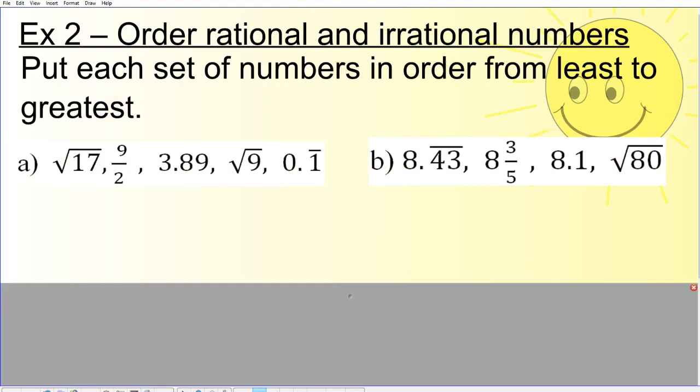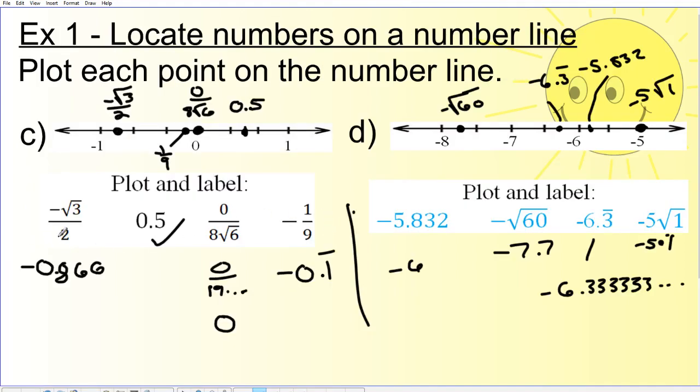Example 2. Put each set of numbers in order from least to greatest. So I'll be honest with you, we just did that in the last set. Check this out. I had 4 numbers in random order. After I put them on the number line, I can say, well, this is the smallest, and then this one, and then this one, and then that one. Now they're in order from least to greatest. Same here. So the process we're going to use is the same.